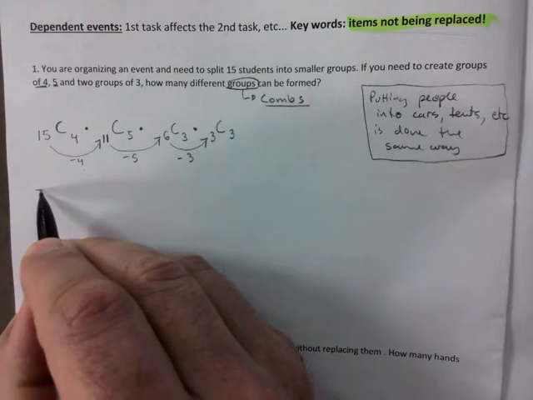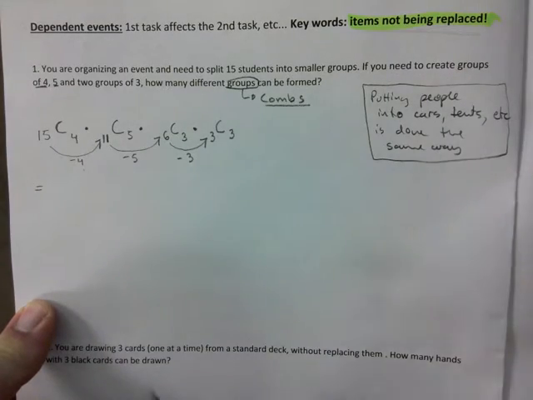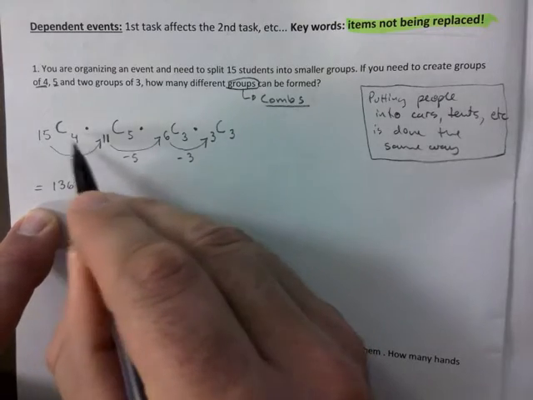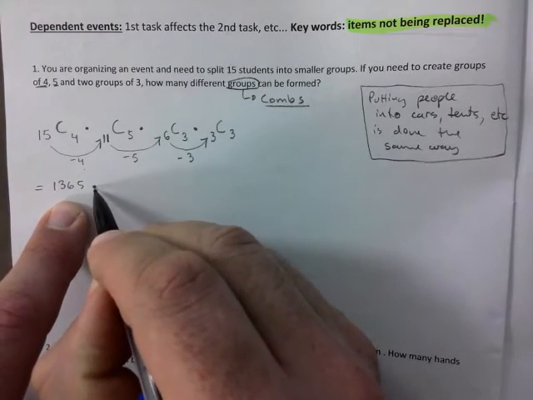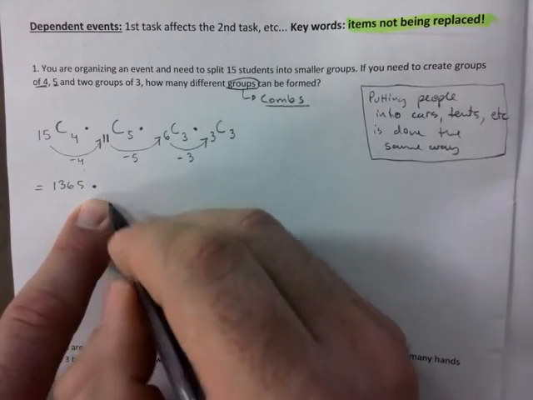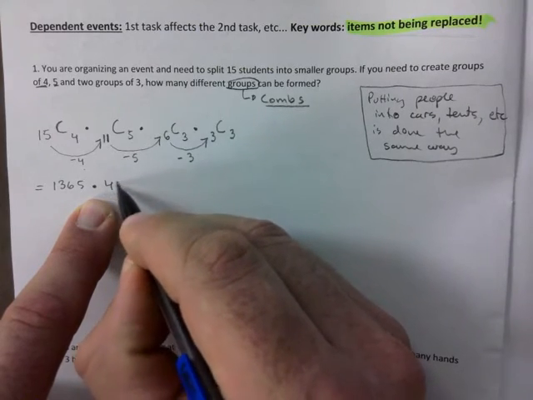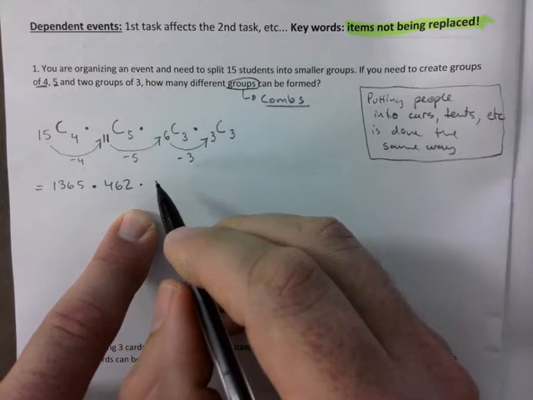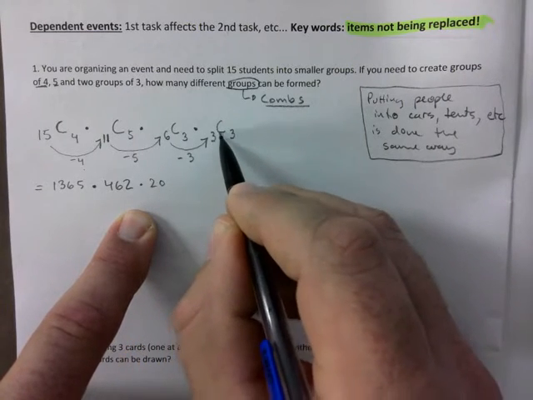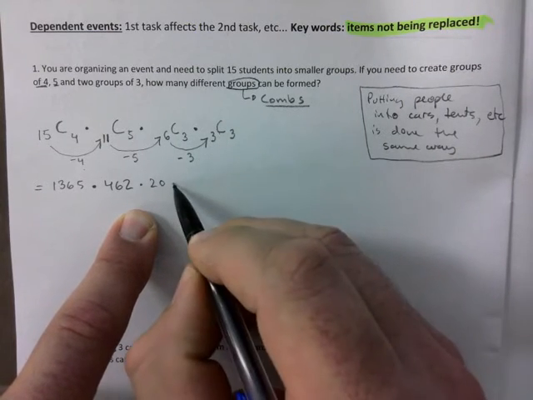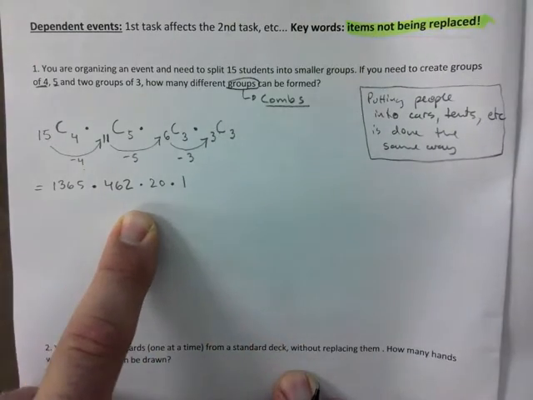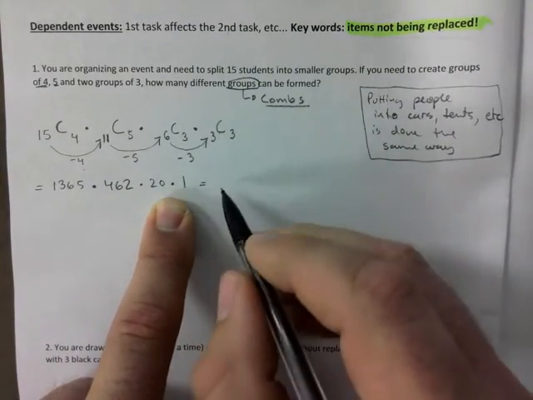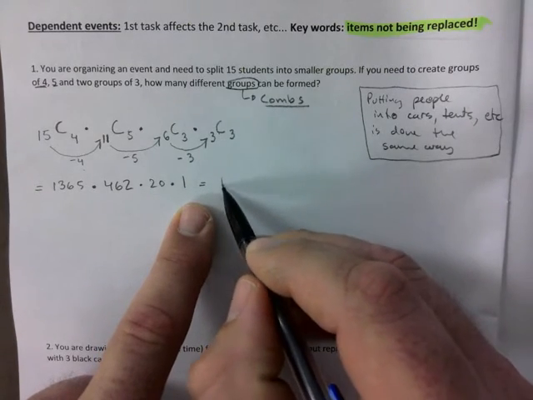So let's calculate that. 15 choose 4, can I just tell you what that is? I think you're okay computing this, so that's 1365. 11 choose 5 is 462. 6 choose 3 is 20. 3 choose 3, anybody? That's just 1. So I do this and I give the answer because I want to show you something else that's pretty cool in my opinion.